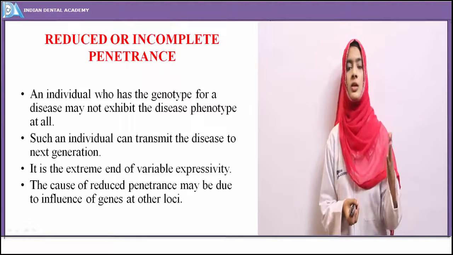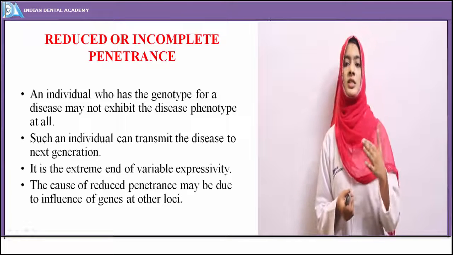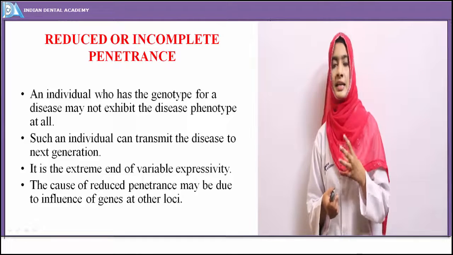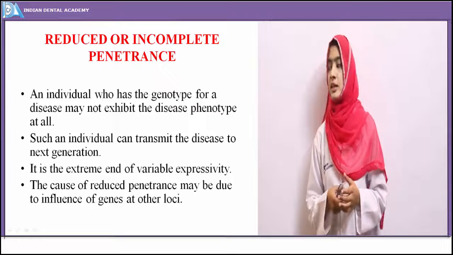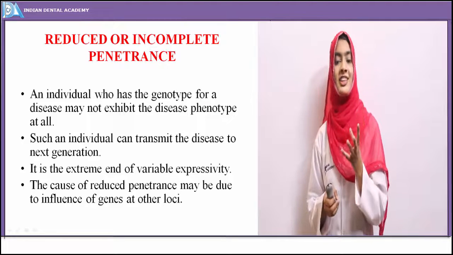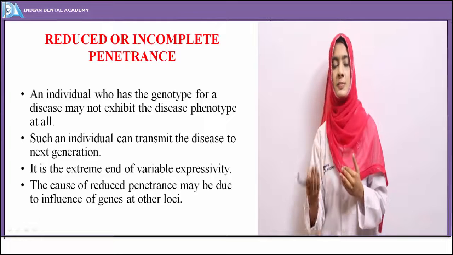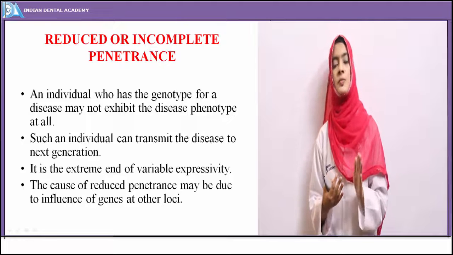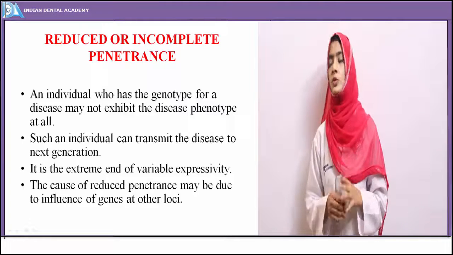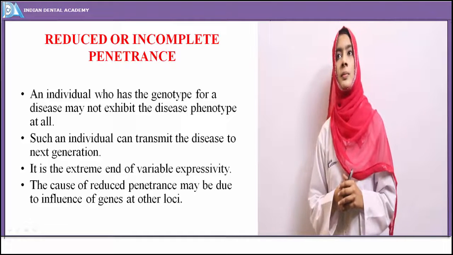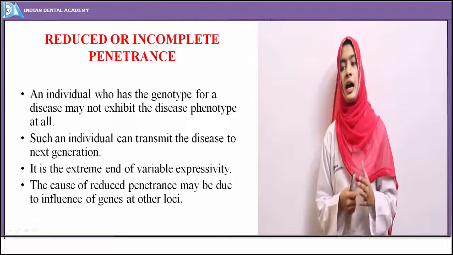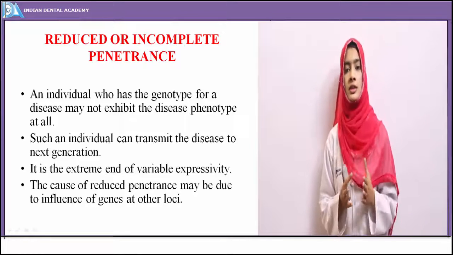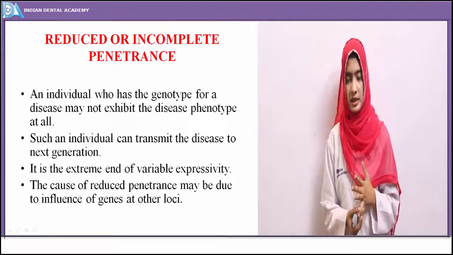So these were the modes of inheritance seen genetically: autosomal dominant, autosomal recessive, X-linked dominant and X-linked recessive. Sometimes the individual who has the gene responsible for causing the disease may not express the disease themselves. They have the genotype responsible for causing the disease, but they do not show the phenotype. Such an individual can transmit the disease to the next generation even though they do not themselves show the disease.